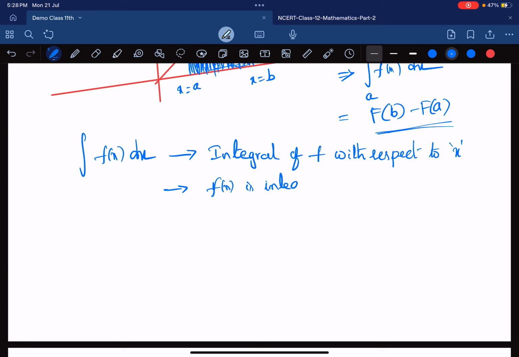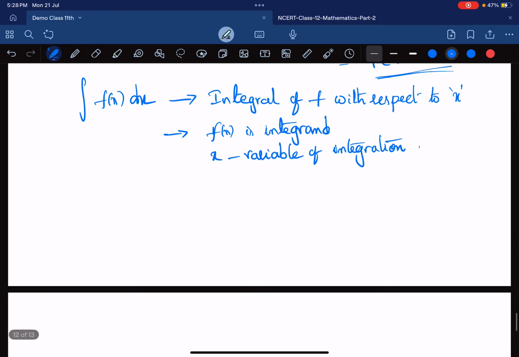Integrand. And x is the variable of integration. To integrate means to find the integral value. The meaning of integrate is to find the integral.